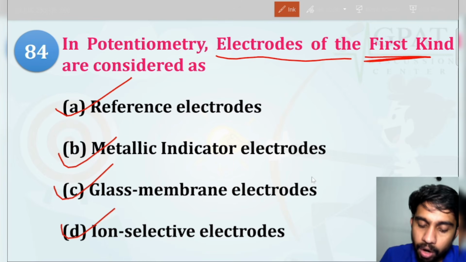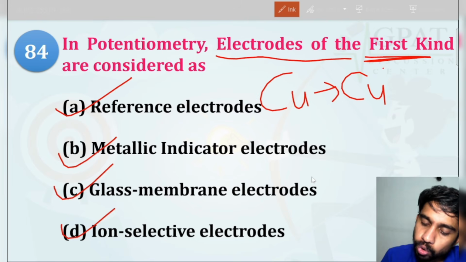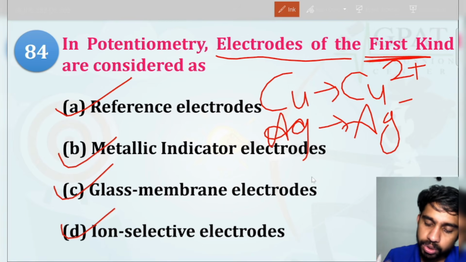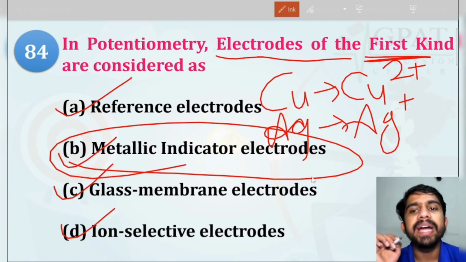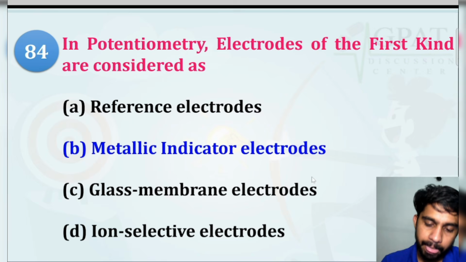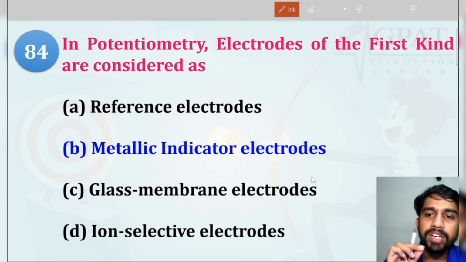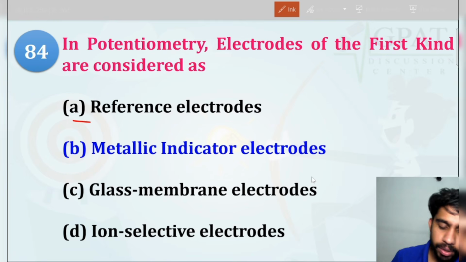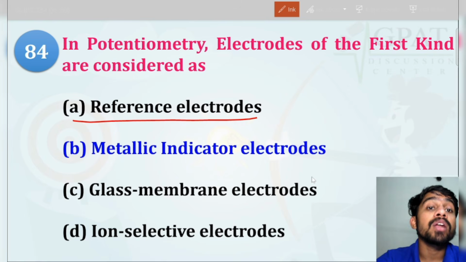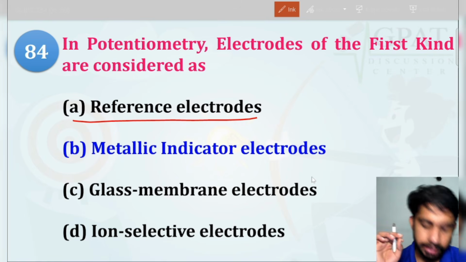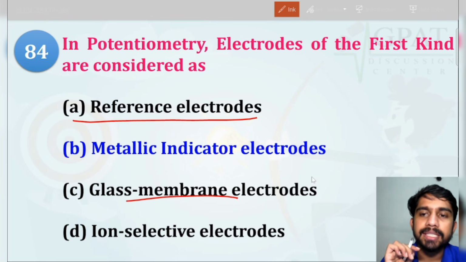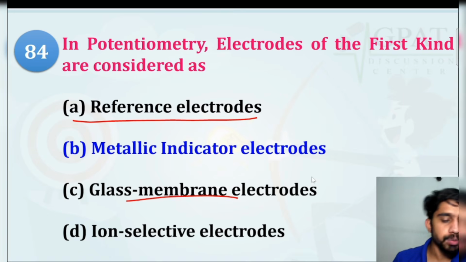For example, copper electrode in Cu2 plus solution, or Ag electrode in Ag plus solution. These electrodes are known as your metallic indicator electrode. So the correct answer for this question will be option B, metallic indicator electrode. Simple. And reference electrodes maintain the constant potential. They are not the indicator, they maintain the constant potential. And glass membrane electrodes are the pH electrode, and they are ion selective for the H plus ions. So the correct answer for this question will be option B.